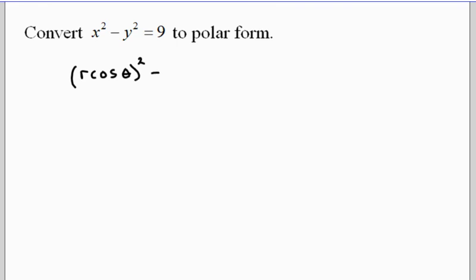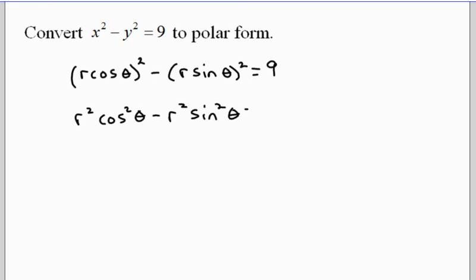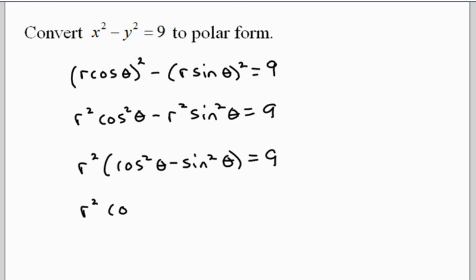So there's x squared minus y squared, that's going to equal 9. If I square this, I get r squared cosine squared of theta minus r squared sine squared of theta, that equals 9. I can factor out an r squared, and then I'll be left with cosine squared of theta minus sine squared of theta. And then, hey, that's an identity right there. That is cosine of twice theta equals 9.